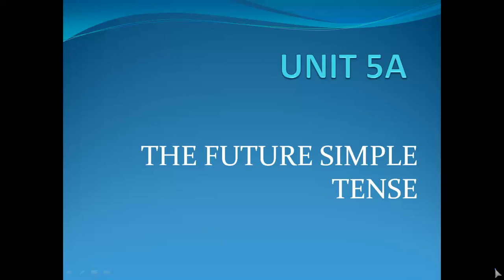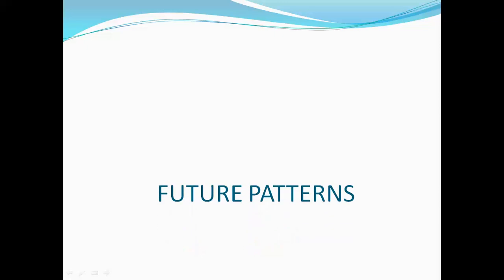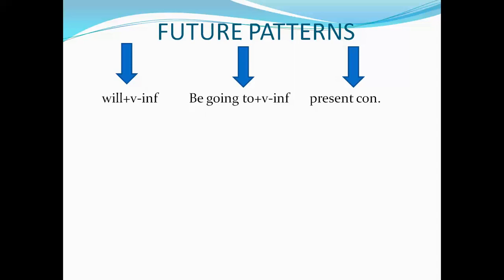First of all, let me tell you what the future means. The future is something that will happen next. Like you can see, we have the past, we have the present, and we have the future. Okay, so we use it for actions that will happen in the future. We have three future patterns, and they are will plus verb infinitive, be going to and verb infinitive, and the present continuous tense.